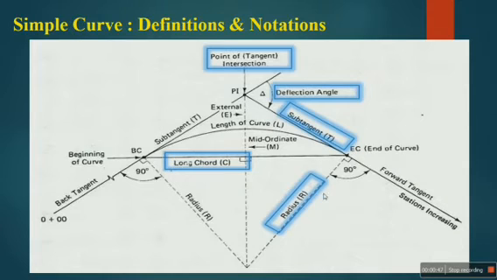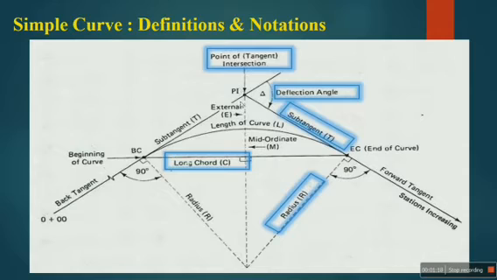Similarly, the second one, the forward tangent. The forward tangent means the tangent that follows the curve, and it is also called the second tangent. So here, this is your forward tangent, from this point to this point. Here it follows the curve to the straight line. This line is called a forward tangent.